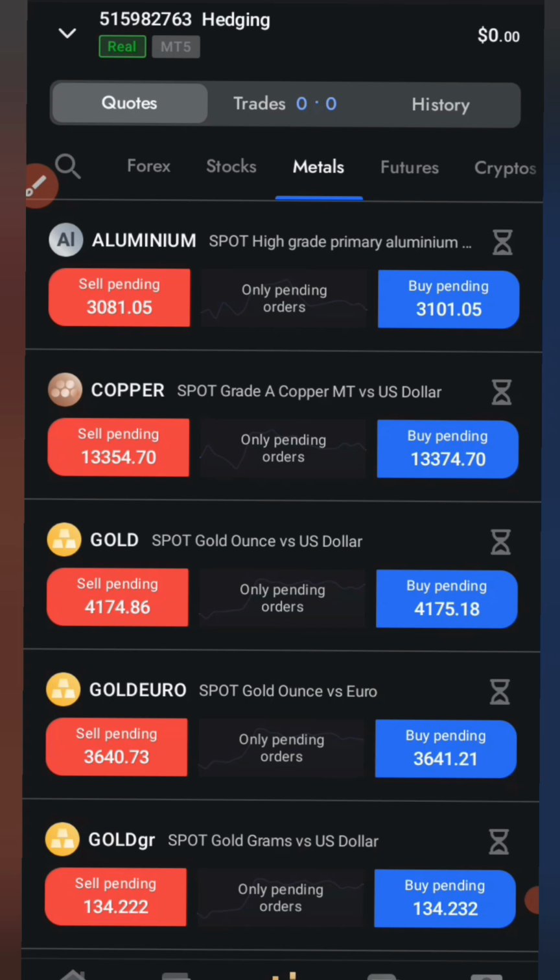We have metals. On metals, we have aluminium, we have copper, we have gold. You can trade on copper versus US dollar. You can trade on aluminium. You can trade on gold versus euro, or gold grams versus US dollar. You can trade on these metals.